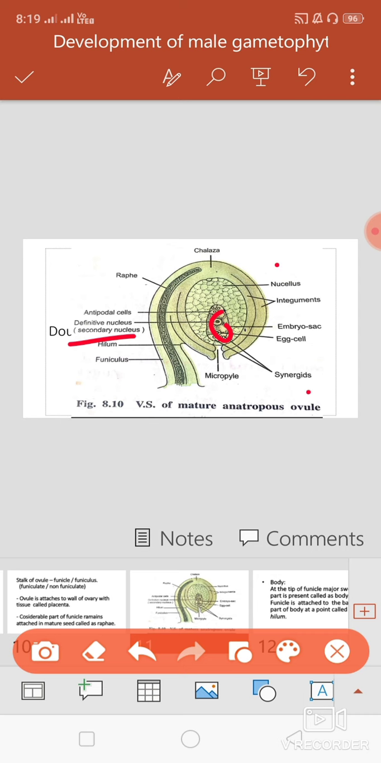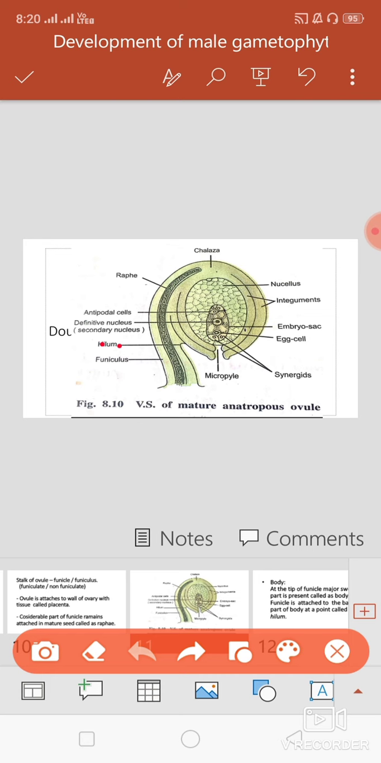Which are the 3 parts of this embryo sac, that is, the 7 cells? First, the egg apparatus; second, the antipodal cells; and third, the secondary nucleus. The egg apparatus is formed by 3 cells: the central large egg and 2 lateral synergids. Towards the chalazal end, a group of 3 cells are present, called antipodal cells. And in the center, 2 polar nuclei fuse together to form a single diploid cell, called the secondary nucleus or definitive nucleus, right?